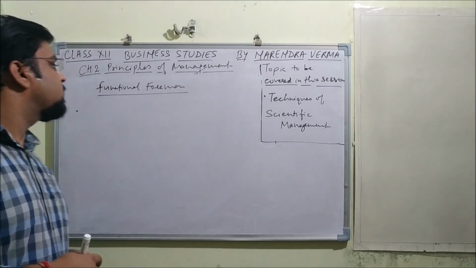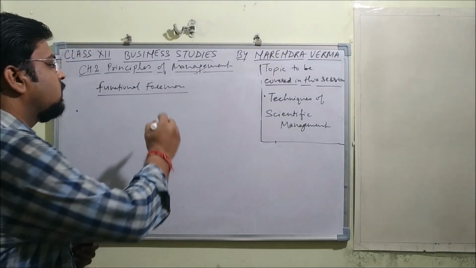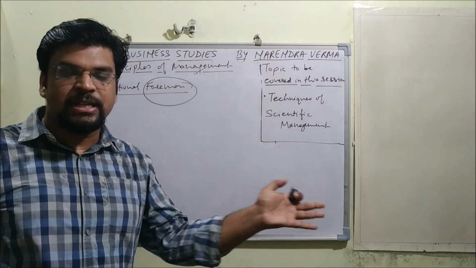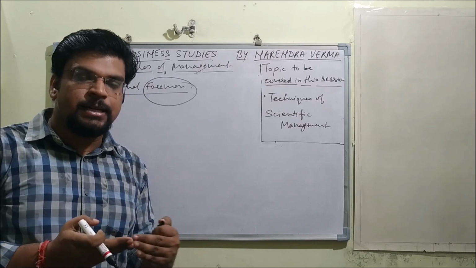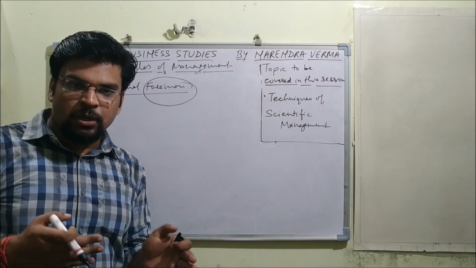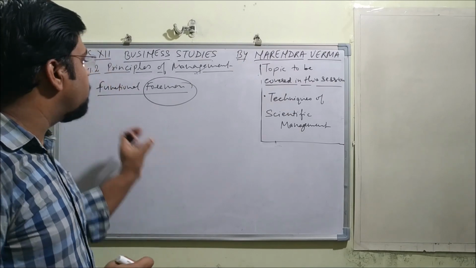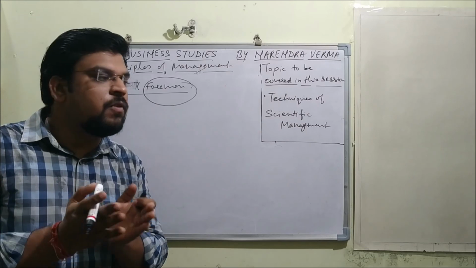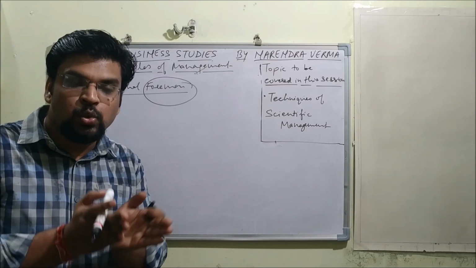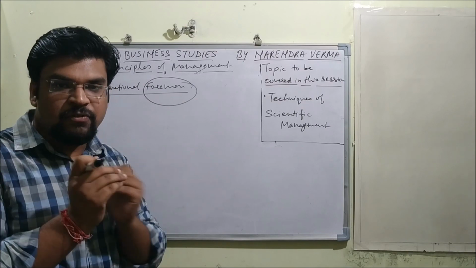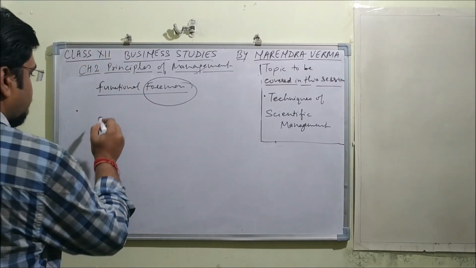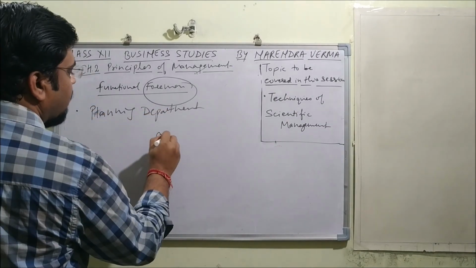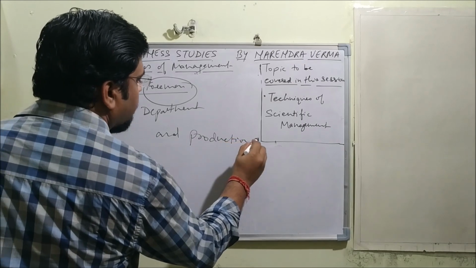So what he did was, he divided the work of a foreman, because a foreman has to perform various activities, and he needed certain qualities in a person to perform those activities. So on the basis of functions, he divided the activities or the work done by the foreman into two departments. He said that in a factory there have to be two departments. One is the planning department and another is the production department.